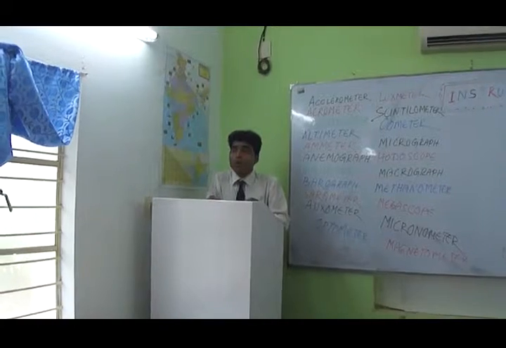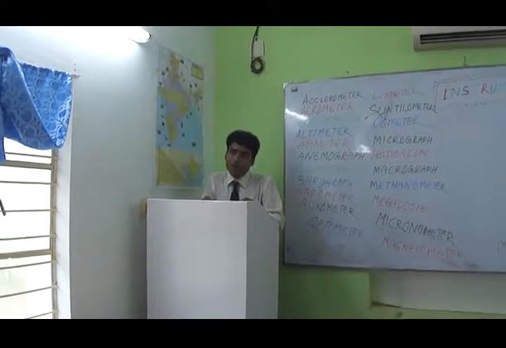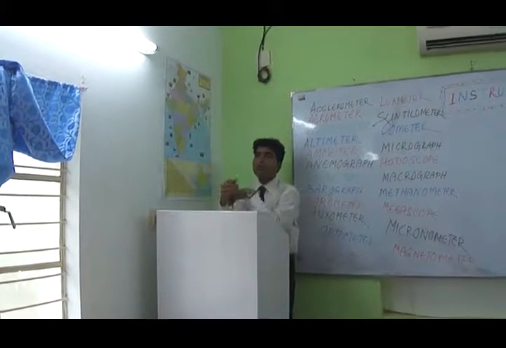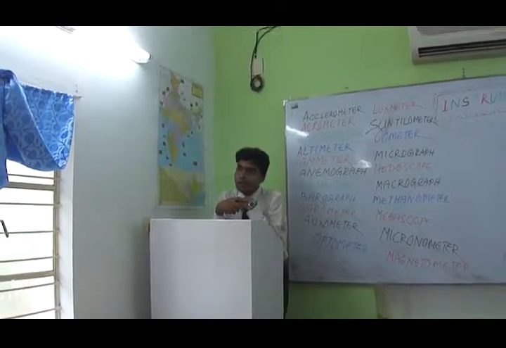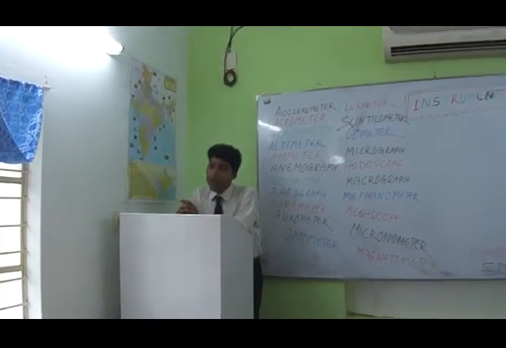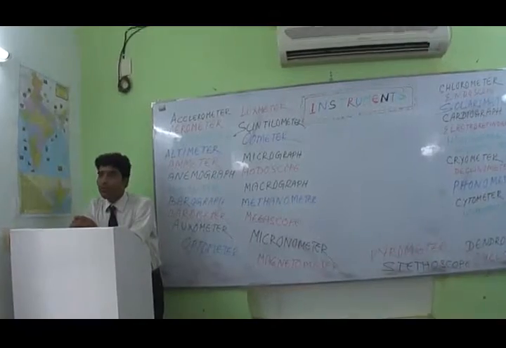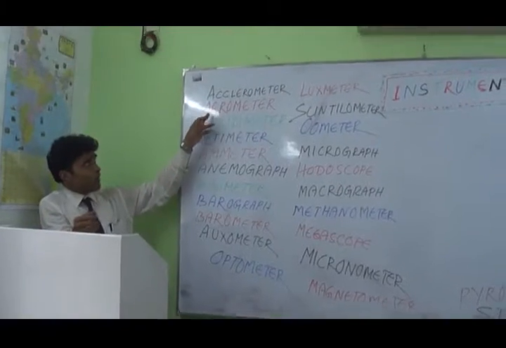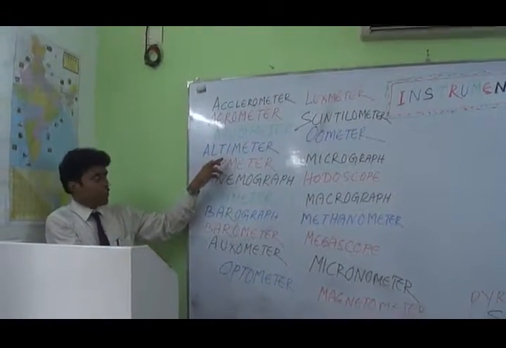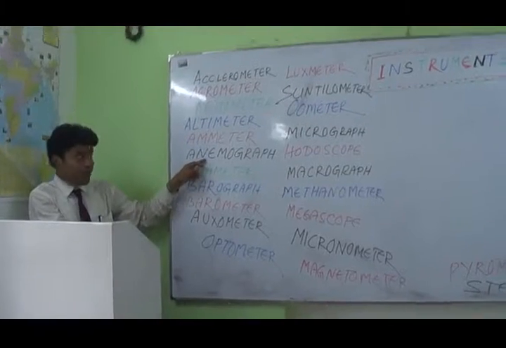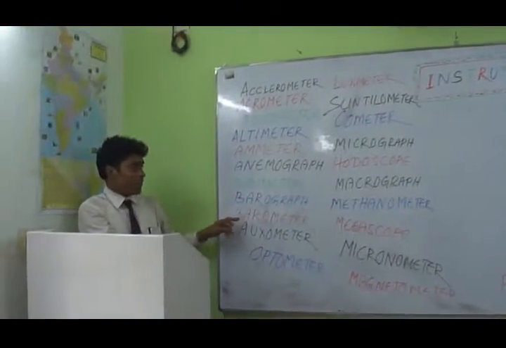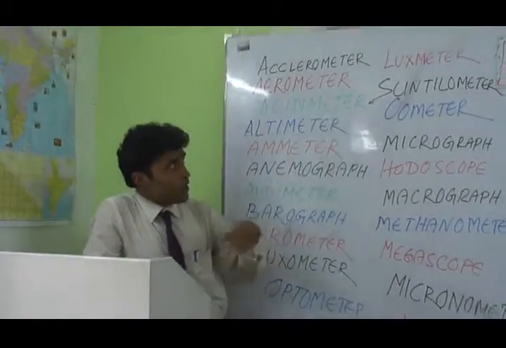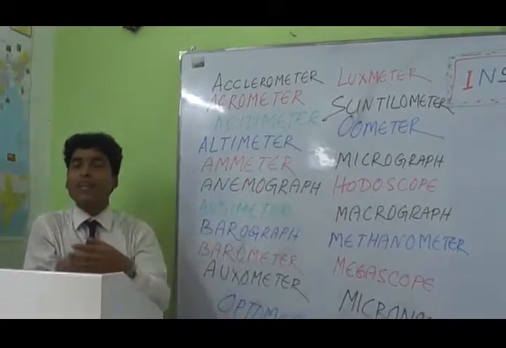As you know, the instruments in English literature are instruments in science. So, in literature, we have many instruments. As also in science, we have many instruments, like your barometer, barograph, cardiograph, like your accelerometer, aerometer, acidimeter, altimeter, anemometer, anemograph, audimeter, barograph, barometer, oximeter, optometer, luxmeter, scintillometer. So many things are there.